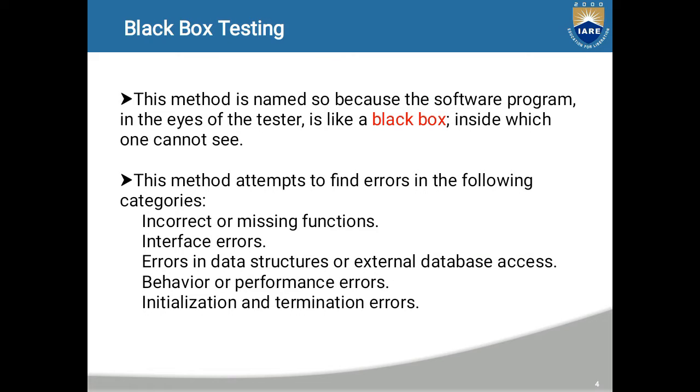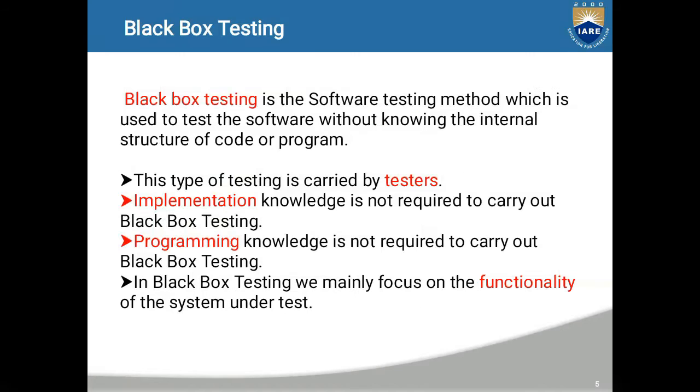This method attempts to find errors in the following categories. When there are incorrect or missing functions, we use black box testing. It is also used for interface errors, and when there are errors in data structures or external database access. Black box testing is also used when there is a behavior or performance error, or an initialization and termination error. It is used to test the software without knowing the internal structure of the code or program.